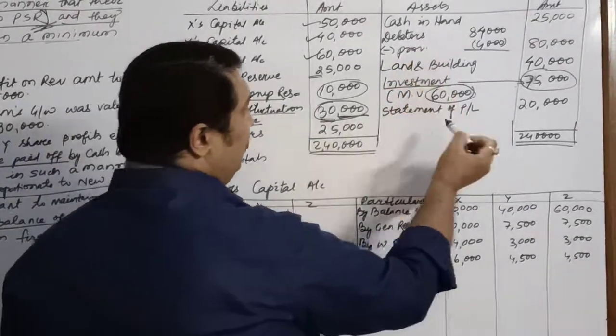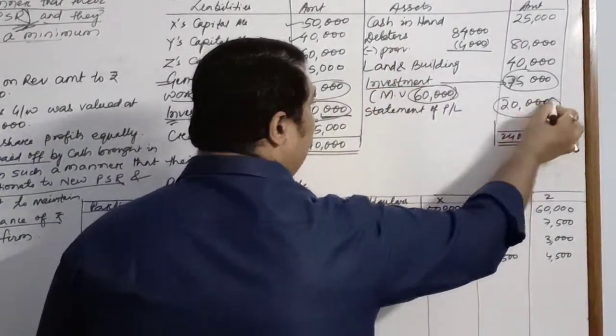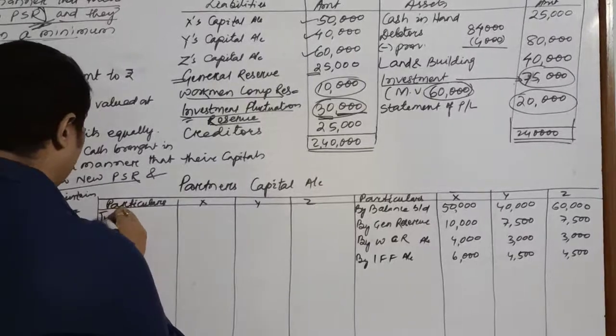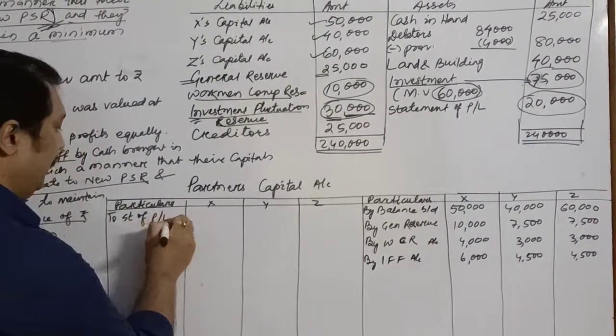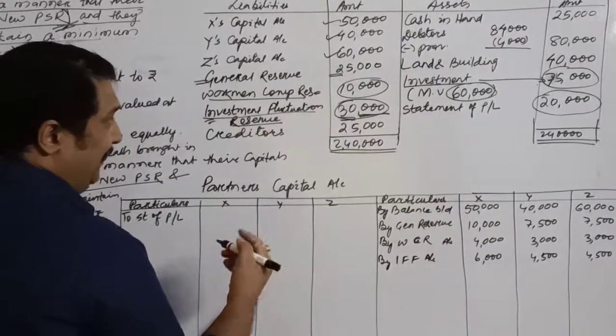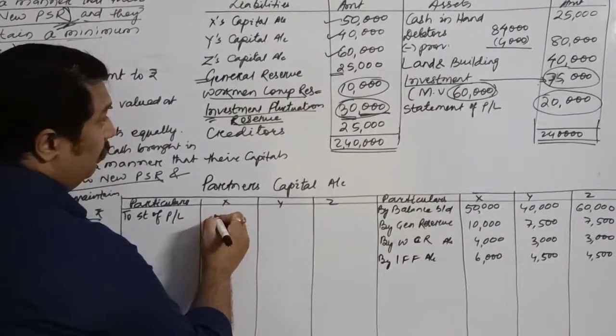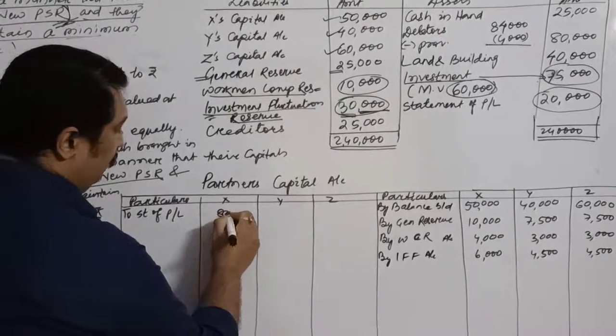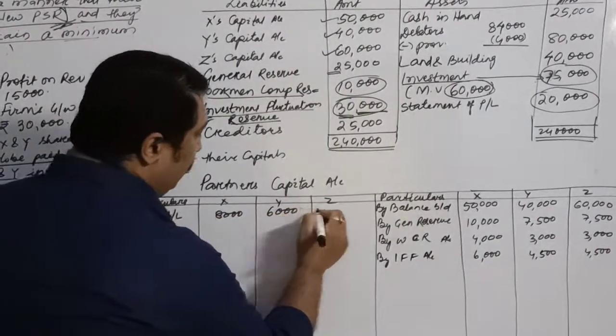On the asset side, we have a statement of PL 20,000, which will be written off. It is 20,000. So the share of each will be 8,000, 6,000 and 6,000.